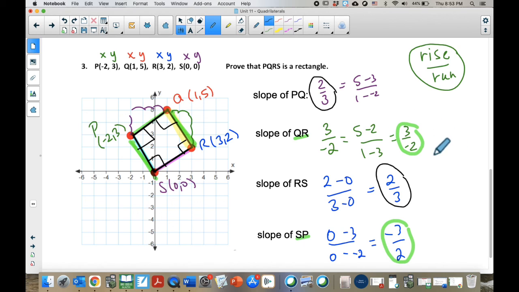Okay, so that is how we prove if things are parallelograms or rectangles. We use the slope formula, rise over run, or y sub 2 minus y sub 1 over x sub 2 minus x sub 1. We will do those ones that we skipped. We'll do those in class.